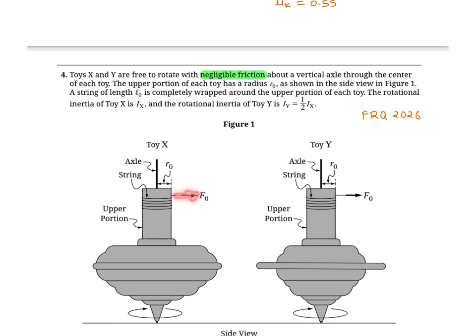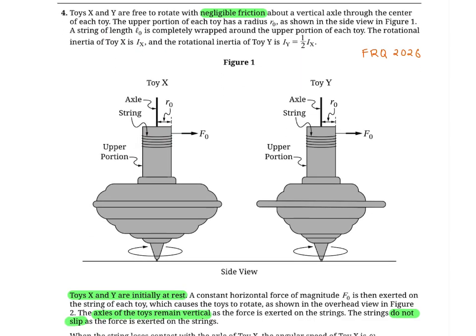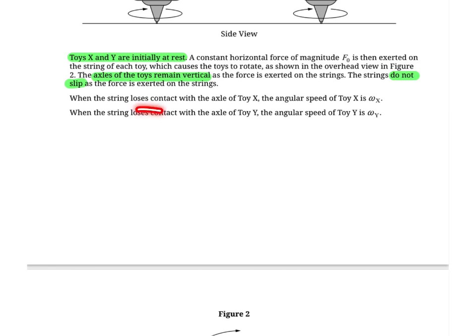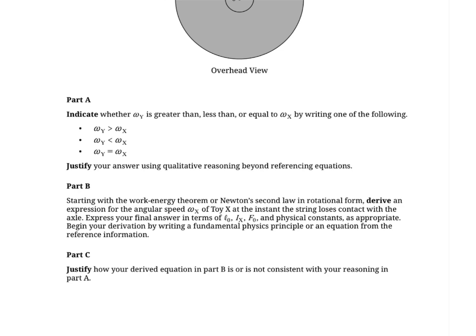And the constant force F naught is applied by wrapping a string of length L naught. In both the cases, the length of string is L naught, which has been wrapped around. When the string loses contact with the axle of toy X, its angular velocity was omega x. And when the string loses contact with the axle of toy Y, the angular velocity was omega y. So in part A, we have to find which angular velocity is greater and why.